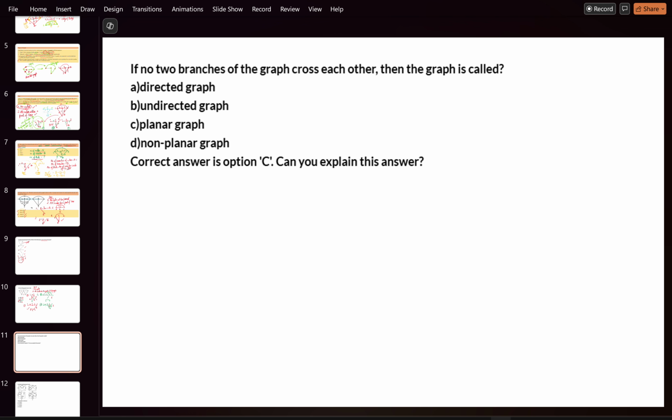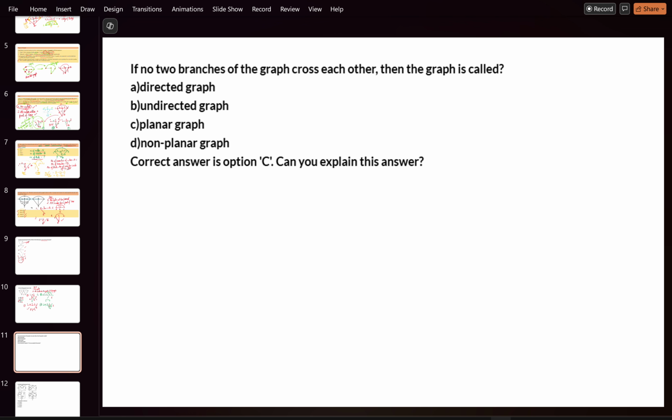There is one more definition, directed and undirected graph, which I have already told in between the nodes. Suppose this is the graph. If the current direction is given, meaning how the branches are there and how the current is flowing in them, suppose there are one, two, three, four nodes, then this is a kind of directed graph. And if the direction is not given, it is the undirected graph.